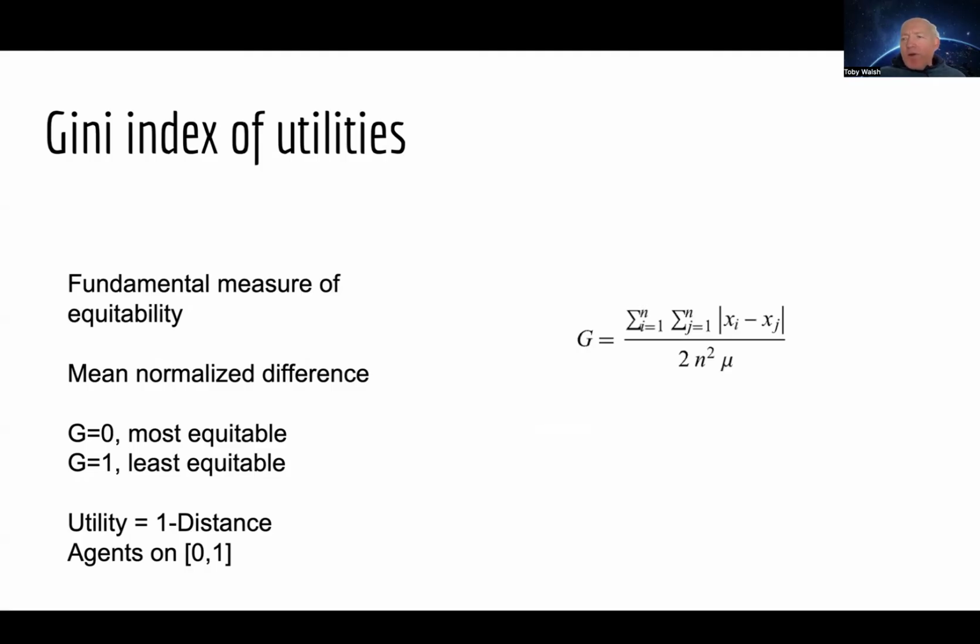Utilities here, we're thinking of agents and facilities located in a fixed interval, in this case 0, 1, but it could be any interval, supposing we normalize by the size of the interval. And so the utility then is 1 minus the distance the agents have to travel.